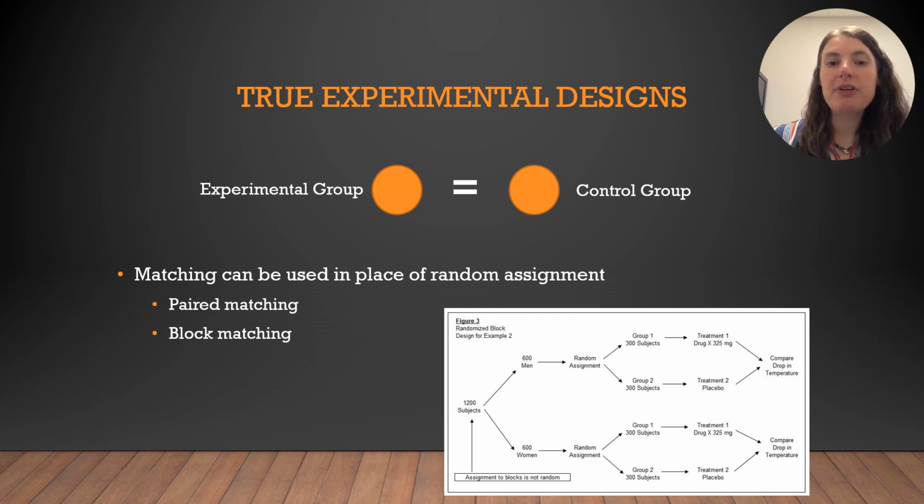Block matching is more similar to stratified sampling than anything else. First, you take the sample and you separate them into groups based on one or more characteristics that you're interested in studying. Then use random assignment to split each group into their own experimental and control group and conduct the study accordingly. For example, in the diagram here, the 1,200 subjects are split into male and female groups. Then within each gender group, random assignment is used to create an experimental group and a control group. The experimental group is given drug X and the control group is given a placebo. And then the results are compared separately for the male experiment and the female experiment.